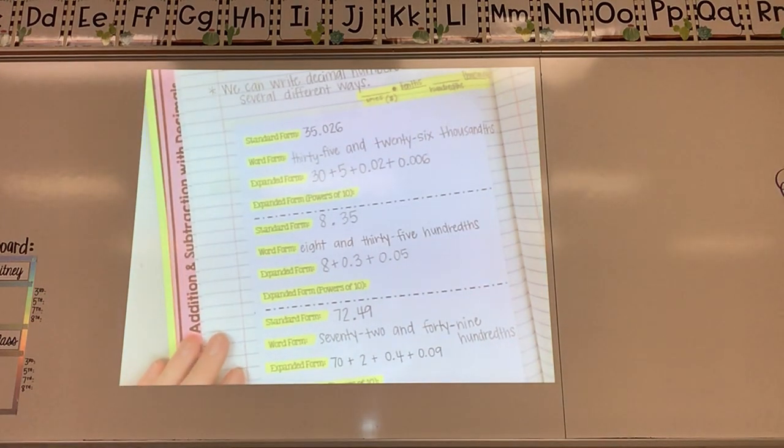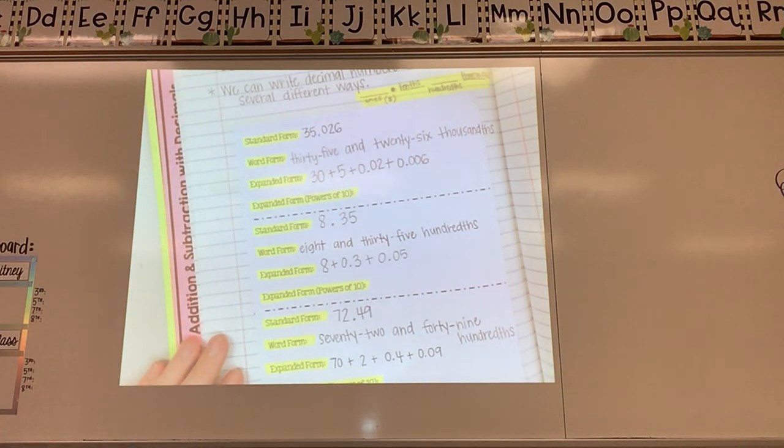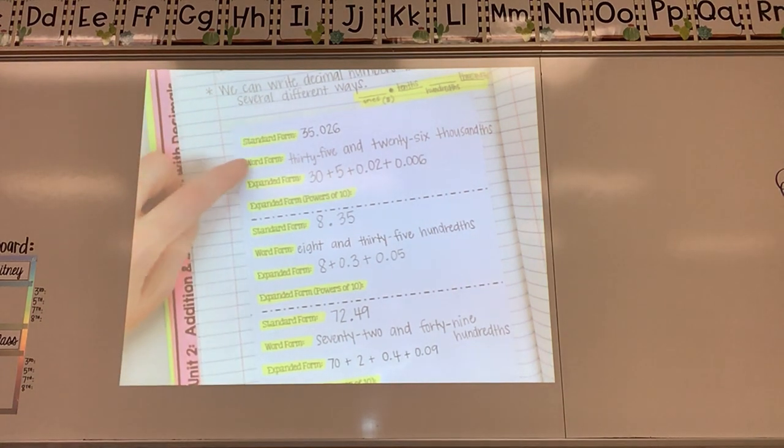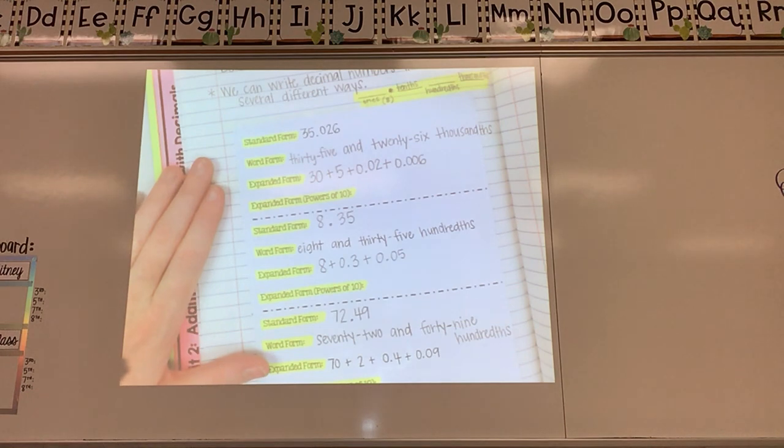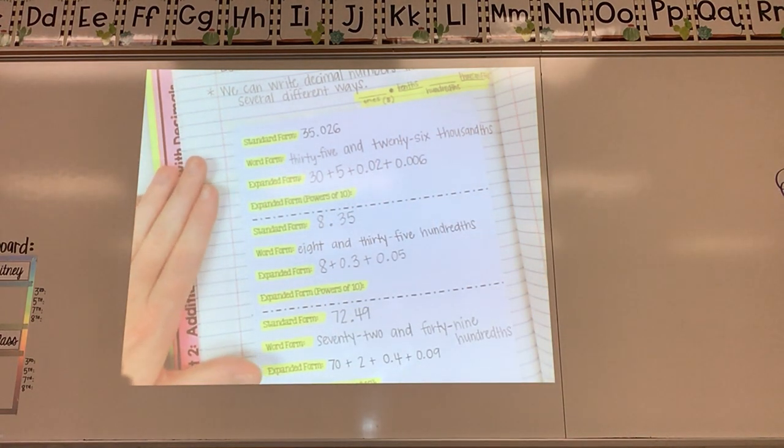So like I said, this was our first day of practice with this. We will practice some more with standard form, word form, and expanded form using our decimals. But your assignment today is going to be more of review from yesterday, just remembering how to write those decimals. So make sure that you use this place value chart to help you. Good luck. Do your best.